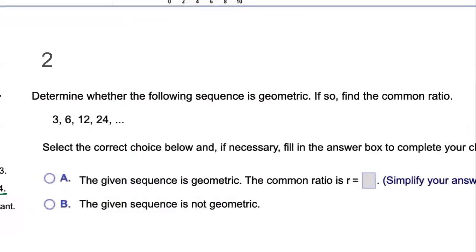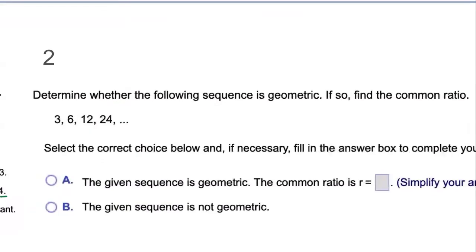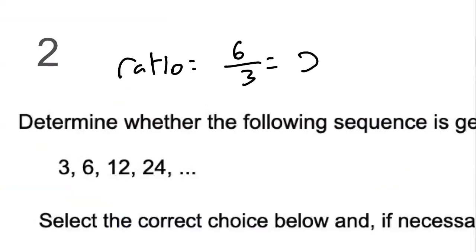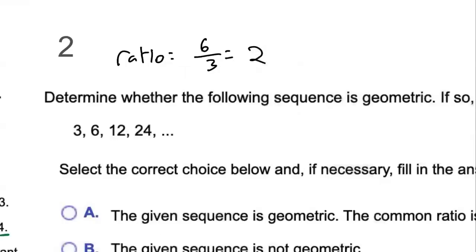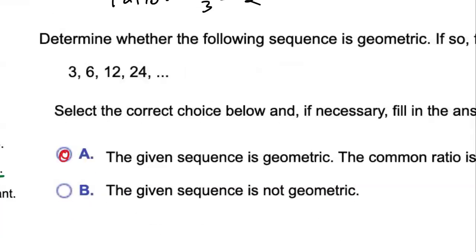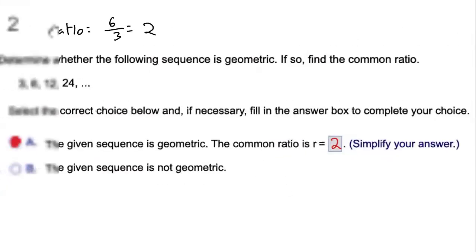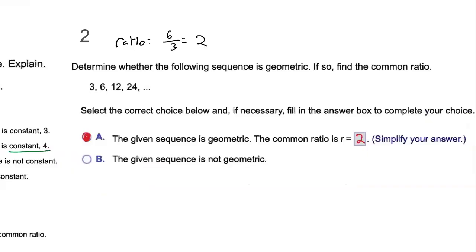Determine whether the following sequence is geometric. If so, find the common ratio. So first, to find the common ratio, the second term divided by the first, which gives me 2. Now you have to make sure it's the same all around. 3 times 2 is 6, 6 times 2 is 12, 12 times 2 is 24. Very good. So it is a common ratio. So I'm going to write yes, it is geometric, and the common ratio is just 2. Pretty easy, not too difficult.